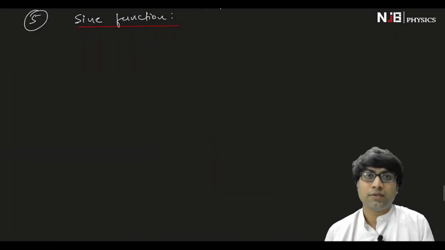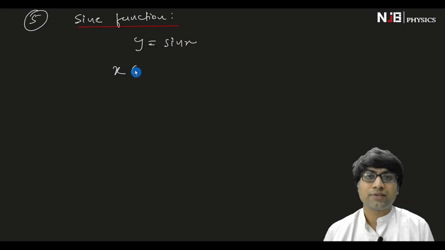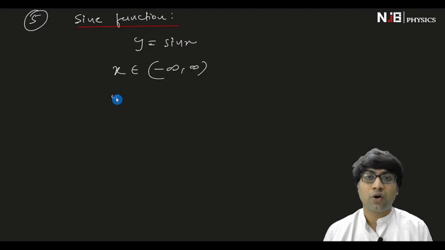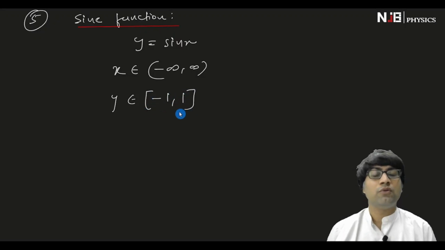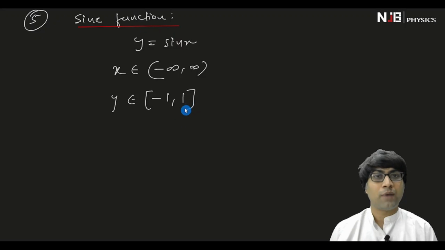Sine function is y equal to sine of x. Now what is the domain of this function? Well, all values that x can take is going to be from minus infinity to plus infinity. It can take any value. What about its range? All values that y can take will be confined between minus 1 to 1. That means the maximum value of sine x is going to be 1 and the minimum value of sine x is going to be minus 1.